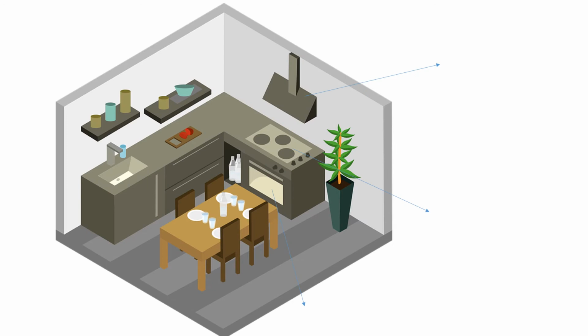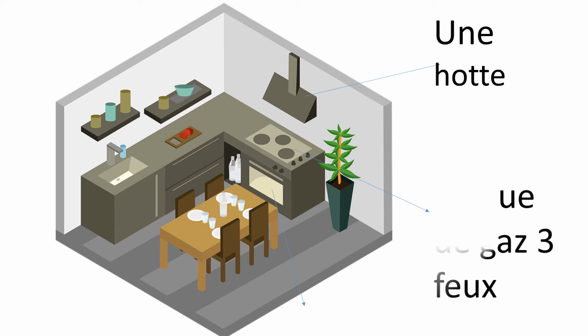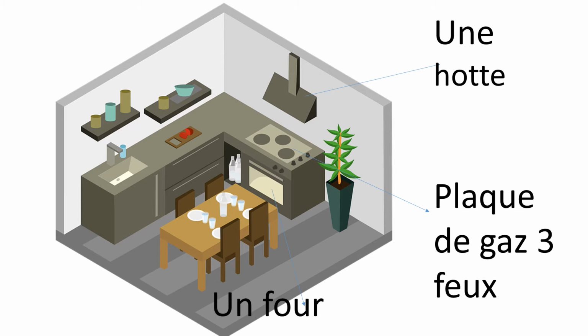In order to understand the description of the accommodation, I'm going to show you first some pictures with the relevant vocabulary. So, for example, we have une hotte. Une hotte is a hood, as you can see. Then we have plaque de gaz 3 feux. So you can see that we have the 3 burners here. And then we have the oven, which is un four.